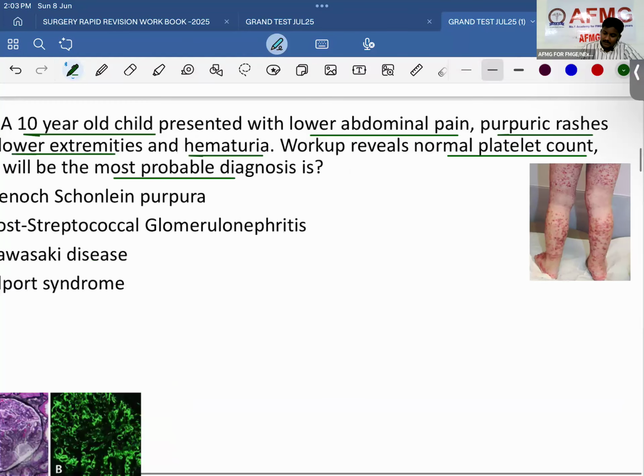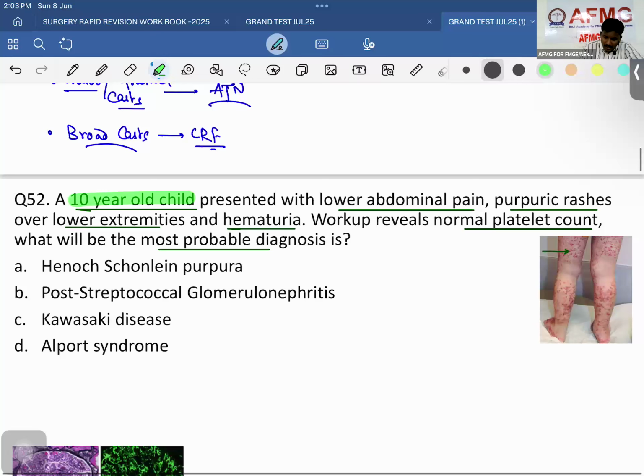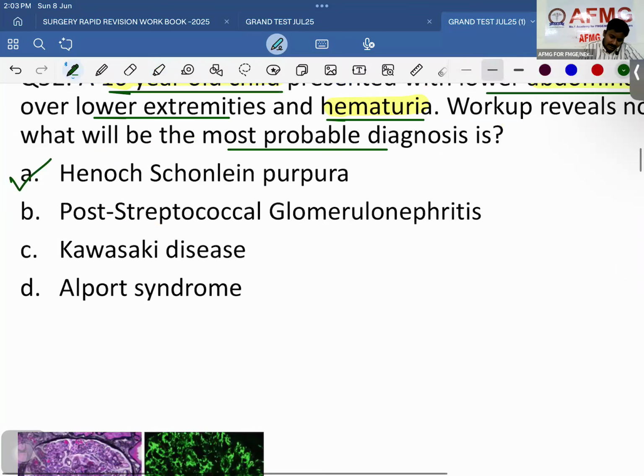So we know, beta, that these classical purpuric rashes on the lower limbs or even on the buttocks of the patient, beta, in a small child, and definitely the history that will be given along with this will be of abdominal pain and hematuria in the patient, is a classical diagnosis of nothing else but option A, that is HSP or Henoch-Schonlein purpura. A very close differential for this condition can be acute ITP, acute immune thrombocytopenic purpura.